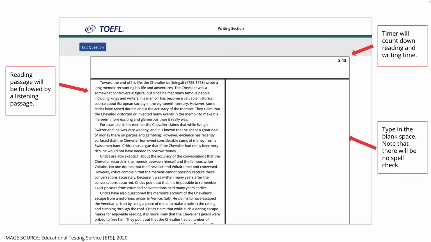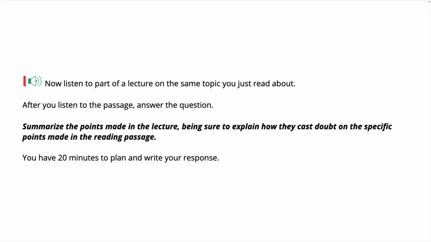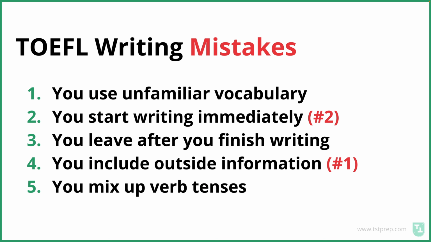Now, the big thing is that since you can see the reading passage, you don't want to copy what's from the reading, right? You have to be able to paraphrase. You have to be able to say the same thing a different way. Very important for integrated writing. So make sure that you do that. The question is always the same. Summarize the points made in the lecture, being sure to explain how they cast doubt on the specific points made in the reading. Make sure you don't copy from the reading. The listening, it's something you heard and you took notes on, so that's fine. Just write down what you remember. But the reading, you have to make sure that you paraphrase a little bit. It's very important.